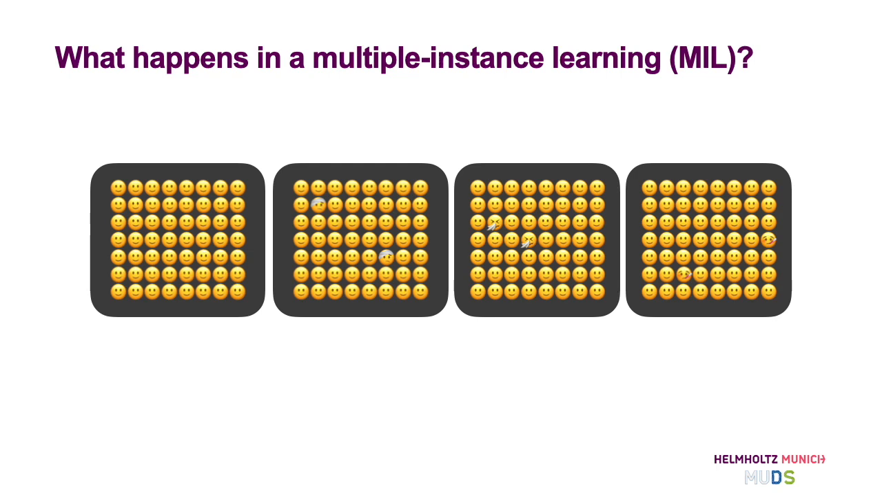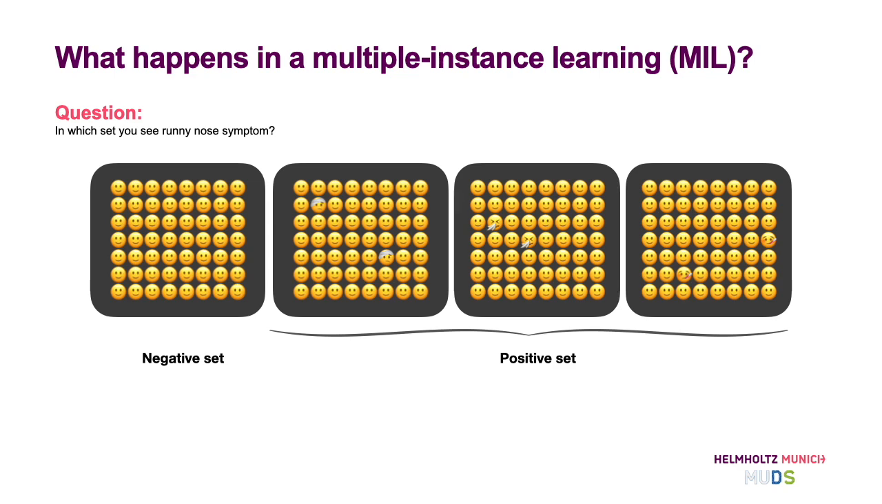instance learning-based classifier. Here you see 4 sets of emojis. In the first one, all instances are smiling emojis, while in other sets we can see other kinds of emojis as well. In a multiple instance learning definition, we call the first set a negative set and others are positive sets. The question here is in which set you see runny nose symptom, and the answer is the third one, because of the existence of these 2 emojis.